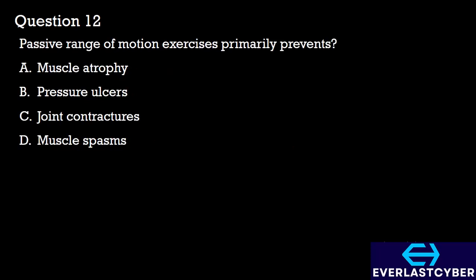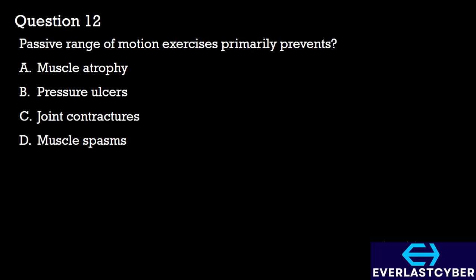Question 12. Passive range of motion exercises primarily prevents A. Muscle atrophy, B. Pressure ulcers, C. Joint contractures, D. Muscle spasms. Passive range of motion exercises do not involve muscle contractions, so they do not prevent muscle atrophy. Active exercises are required to maintain muscle strength. Pressure ulcers are caused by prolonged pressure on the skin, and they are prevented through proper positioning, frequent repositioning, and skin care. However, a passive range of motion exercise would not prevent pressure ulcers.